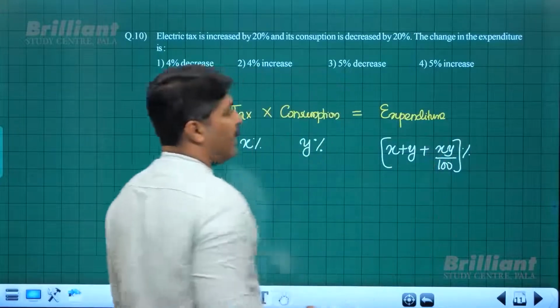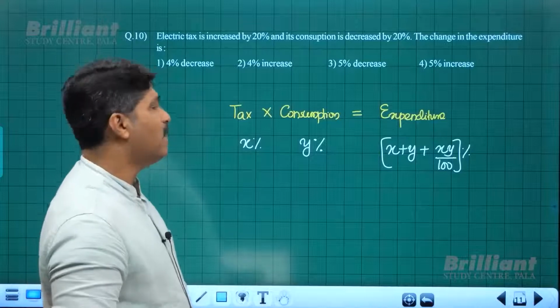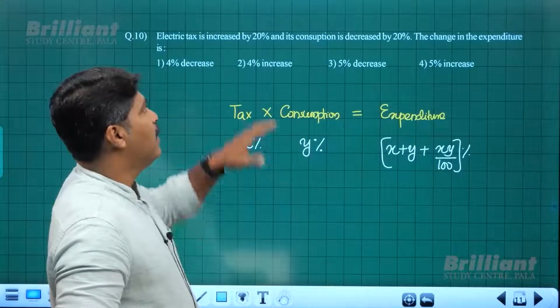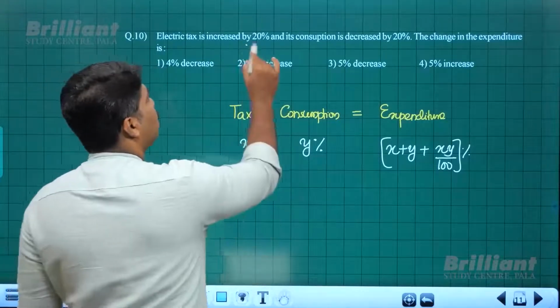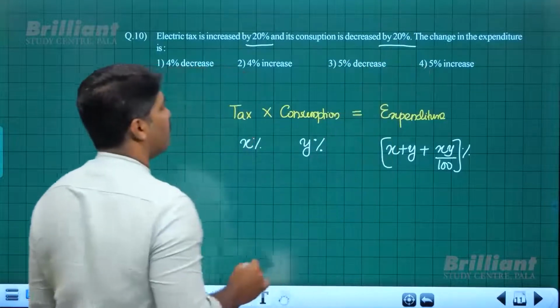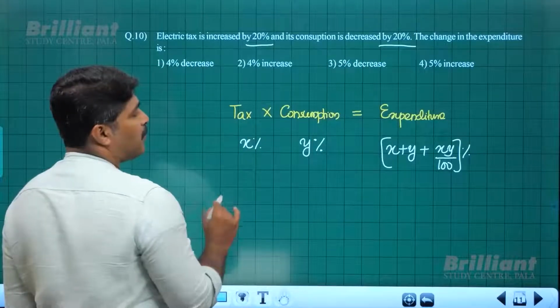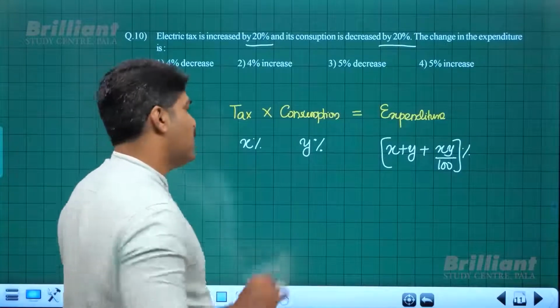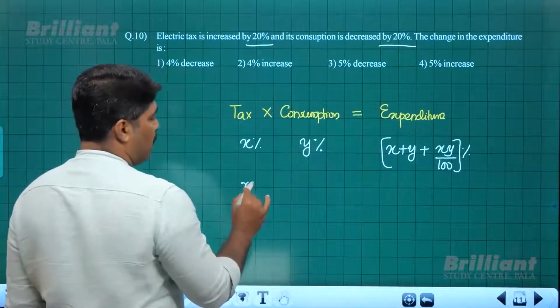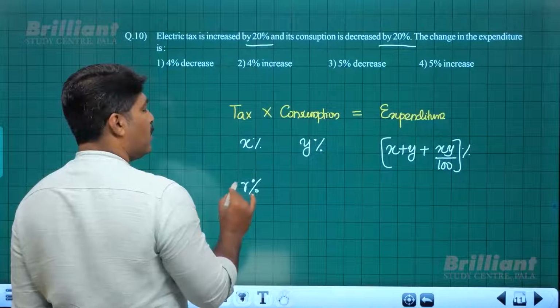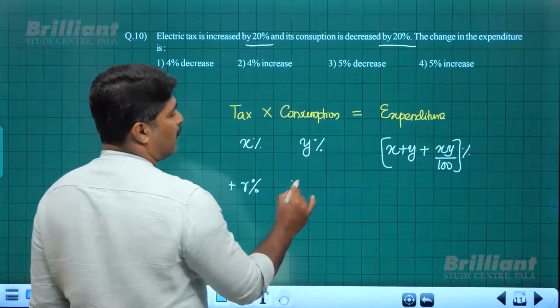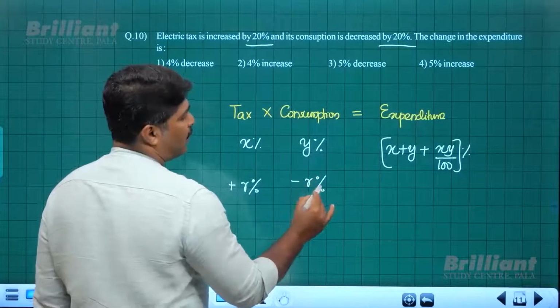Got it? X plus Y plus XY by 100%. Here, the trick: both these values are the same, 20%, 20%. But one is increased by 20%, another is decreased by 20%. That's a very important requirement. Suppose one quantity is increased by R%, then another one is decreased by R%.